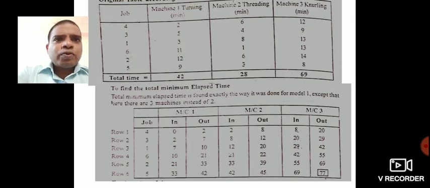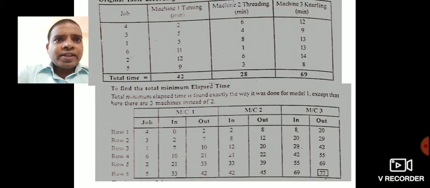For the 4th job, the in time for machine 1 is 0 and the processing duration is 2, so 0 plus 2. After 2 minutes the 4th job comes out from machine 1 and enters machine 2. For machine 2, the processing duration is 6 minutes, so 2 plus 6 is 8. After 8 minutes it enters machine 3, so you write 8 in the table. The processing duration is 12, so 12 plus 8 is 20, and it comes out from machine 3 after 20 minutes.